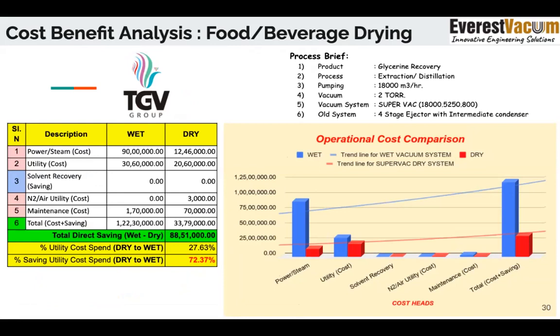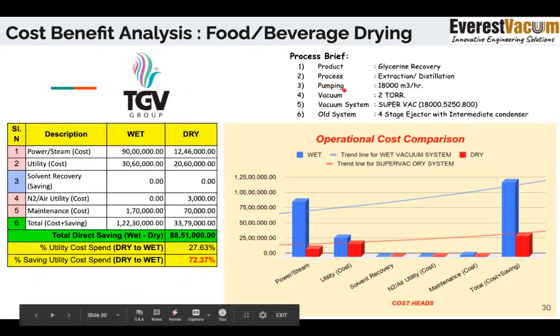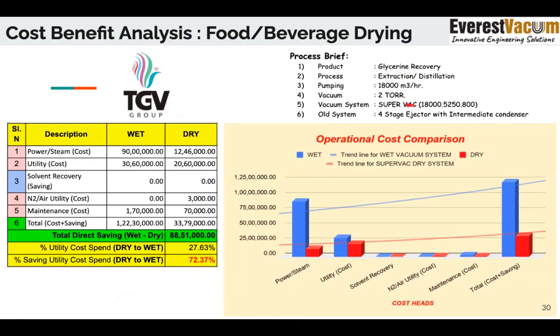One more case is of PVG group. Here again, the capacity of the system is big and the vacuum requirement for the customer is high. The customer is currently using a 4-stage steam jet ejector, which we are wanting to replace with a SuperVac 18,000. Here we anticipate drastic saving for the customer.